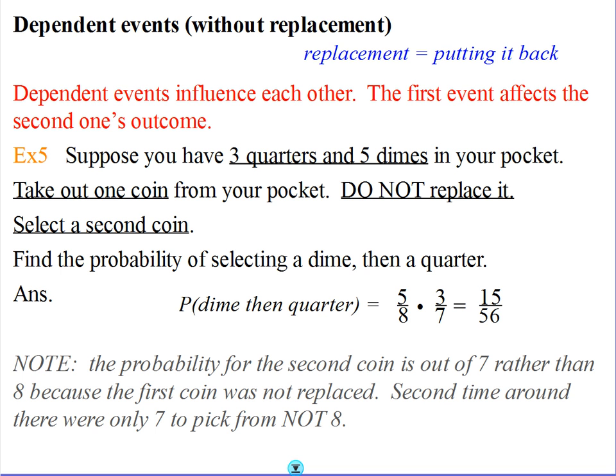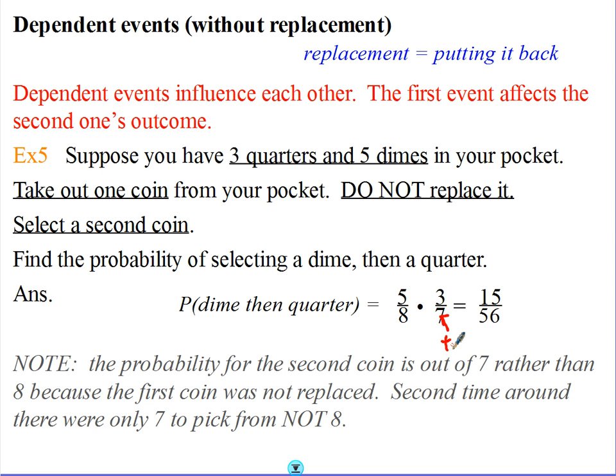So the only thing that's different with this example is that now when I pick out that second coin, I didn't replace the first one. So to select a dime, we still have 5 of them in our pocket and 8 total coins. But I do not replace that dime. So when I go to find the probability of a quarter, I still have 3 quarters in my pocket, but I've taken one coin away from our total. So that's why we have a 7 for this.